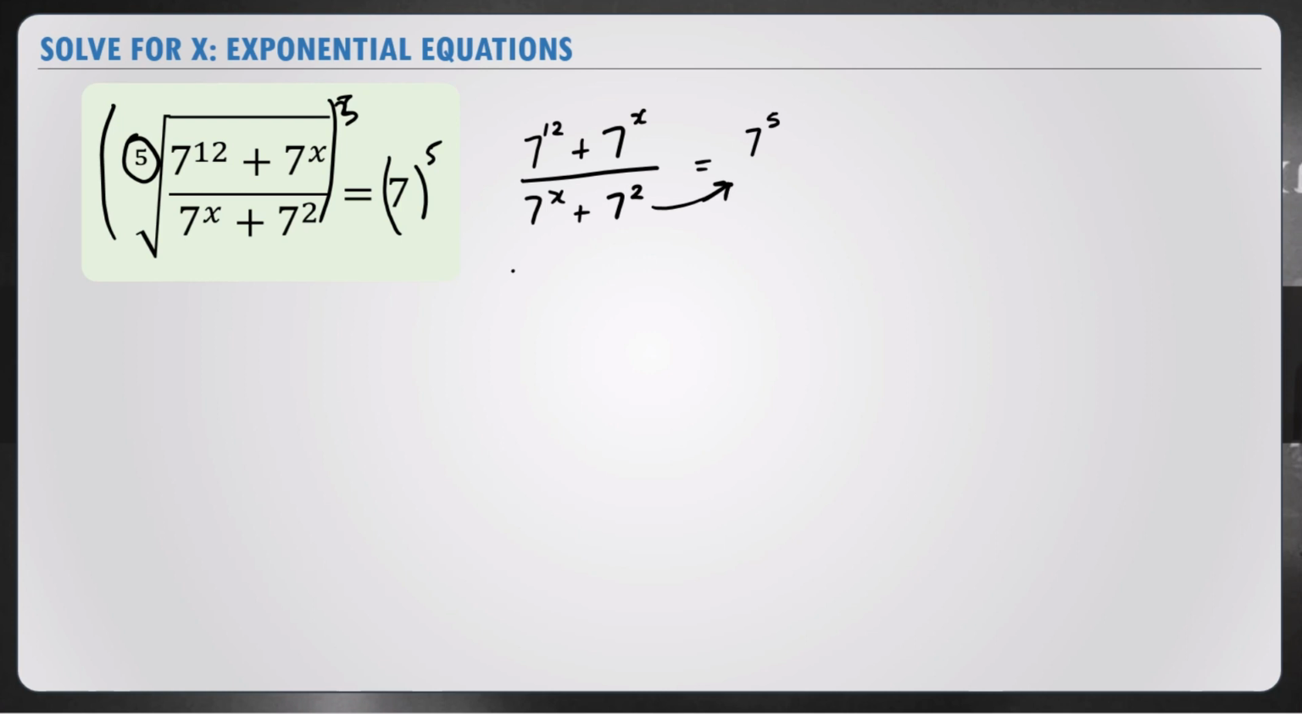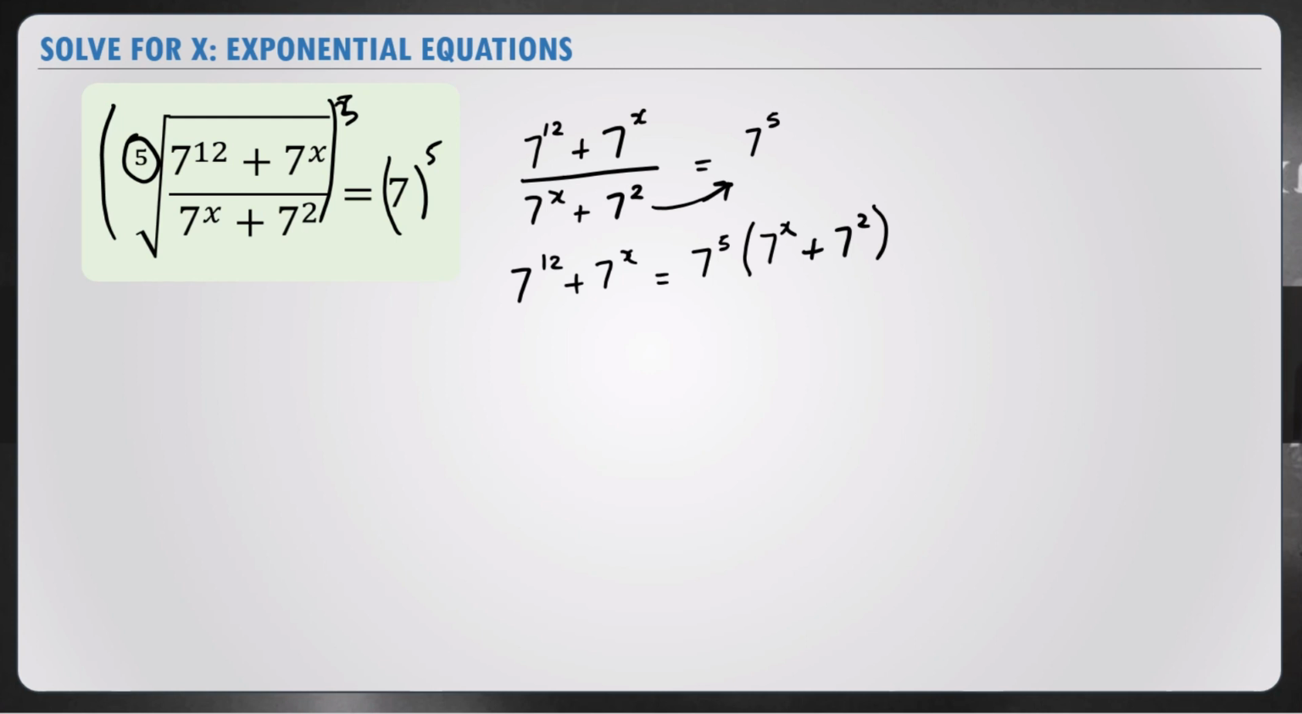All right, so we're left with 7^12 + 7^x equal to 7^5 times (7^x + 7^2). Now we have to multiply. Remember, when we multiply numbers with exponents like this, we are actually adding the exponents. This is where we make the mistake. We would say this is 5x, but this is not 5x.